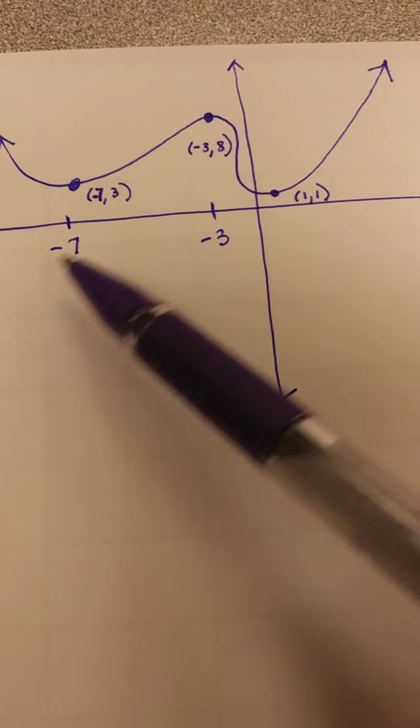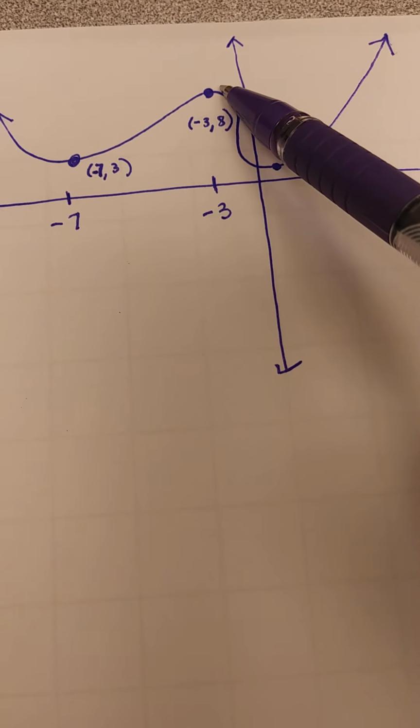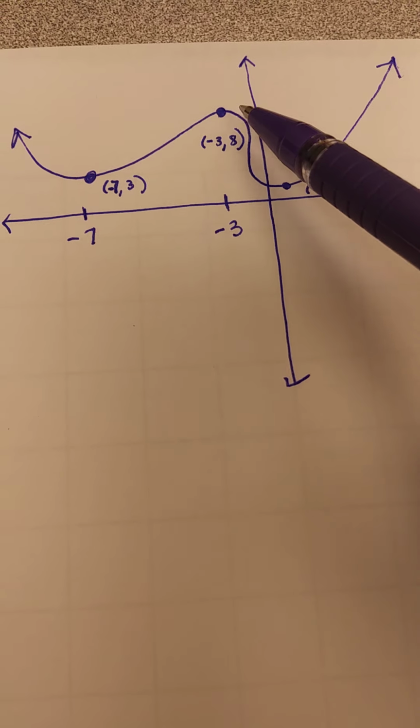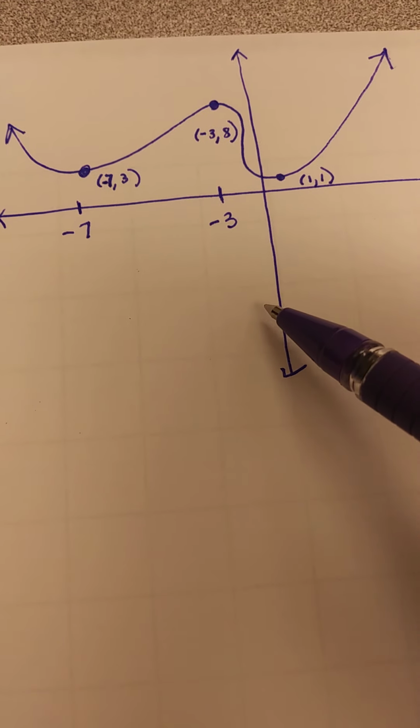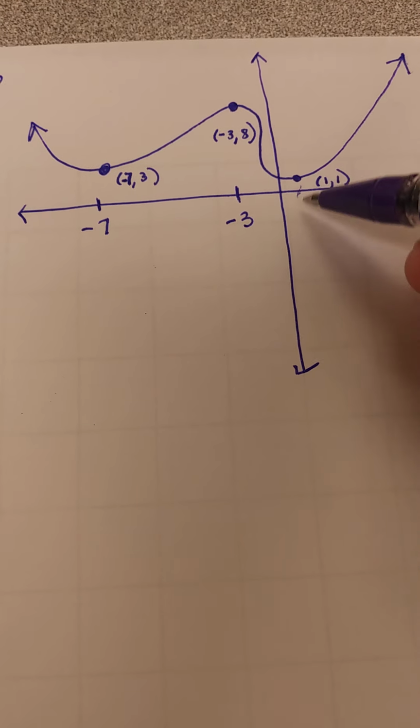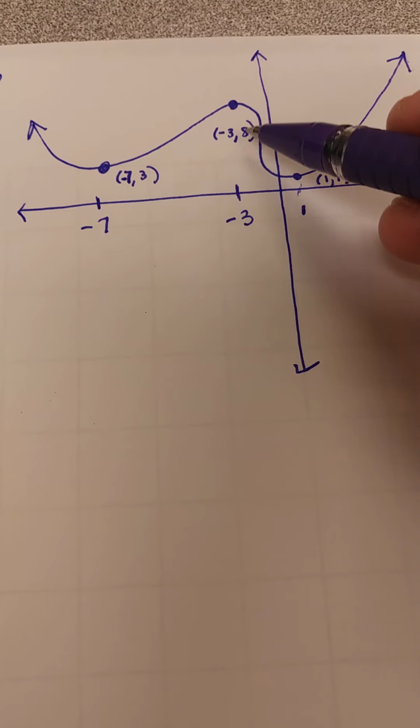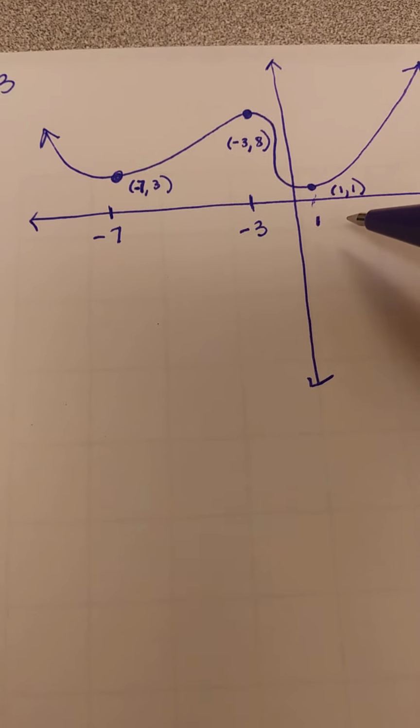But is the graph increasing from -7 to -3? Look at the graph. Yes, in that section it's going up. So the where question is answered by the x's. Is the graph increasing from -3 to 1, which we can find right here? No, from -3 to 1 it's going down.